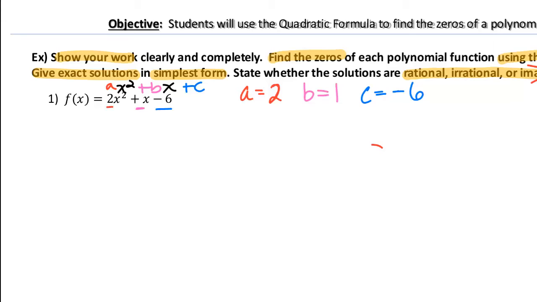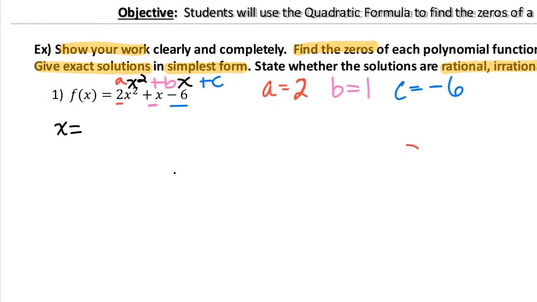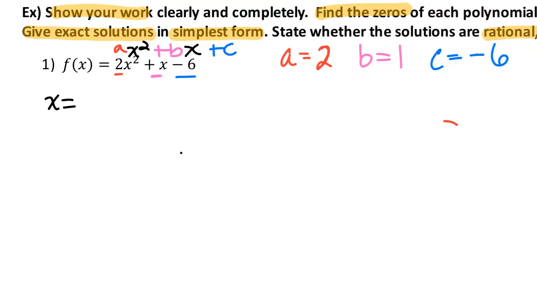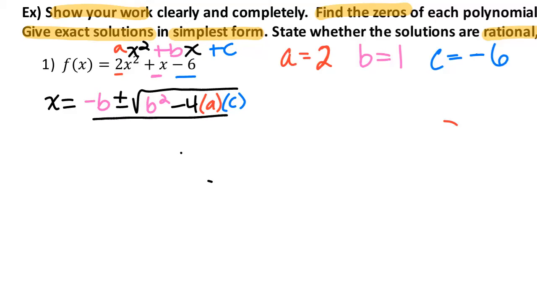So I'm going to rewrite the formula just so you can see. X is equal to the opposite of b plus or minus the square root of b squared minus 4 times a times c, all over 2a.